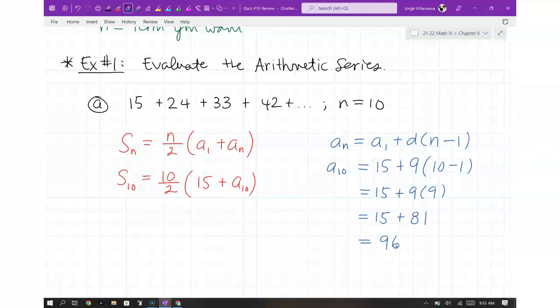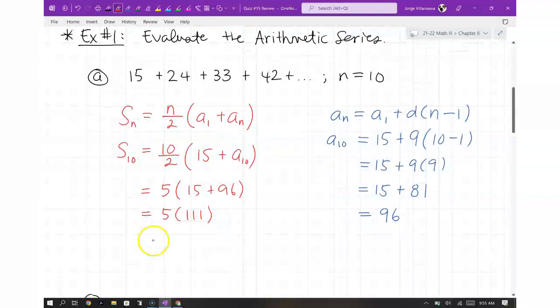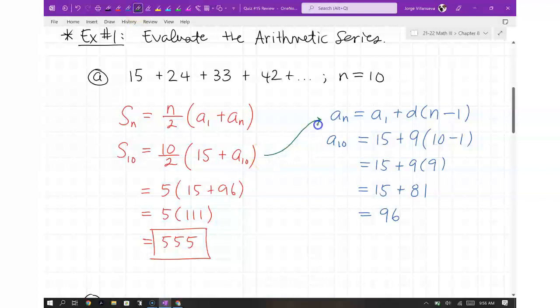So I'm going to plug that back into my red equation right there where it says a sub 10. So this is 10 over 2, let's just write 5, times 15 plus 96. So what is that, 111? And 5 times 111, well, that should be easy, it's 555. So 5, 5, 5. Now just as a way for you guys to see how we moved within the problem, there it is, okay?